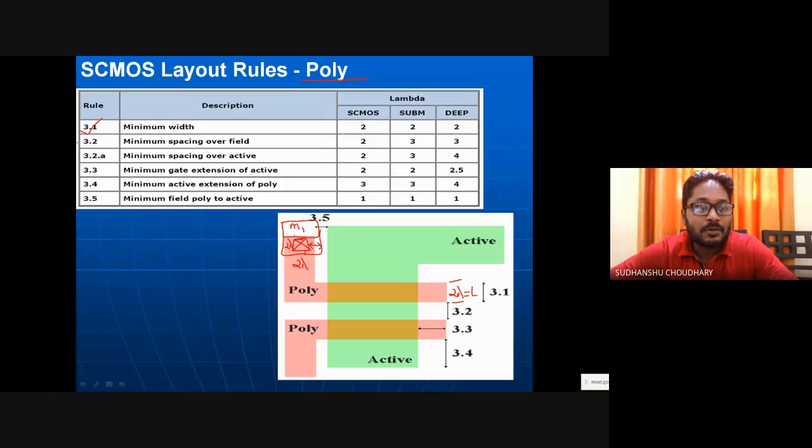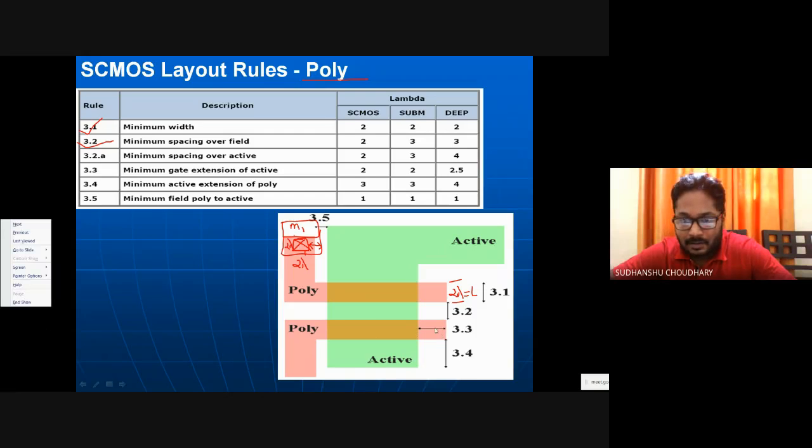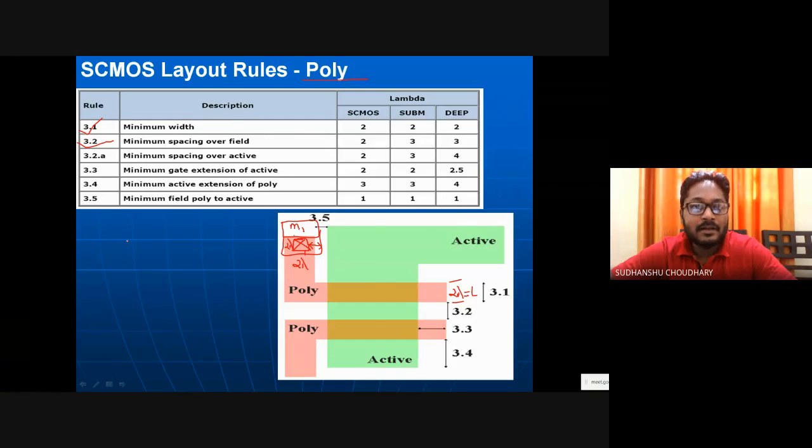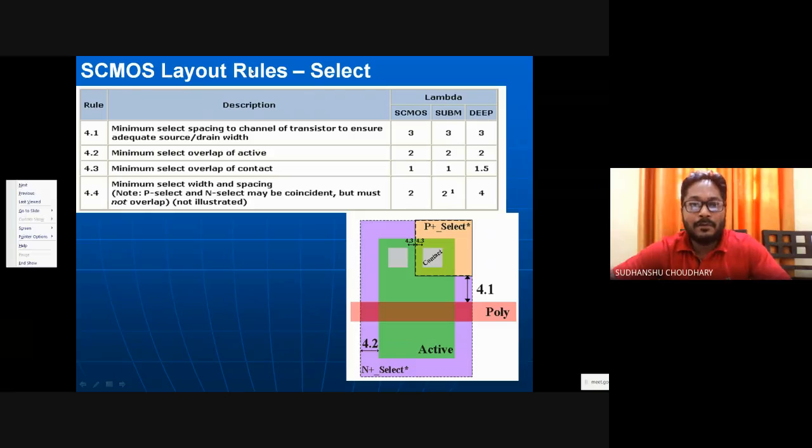Then we have another rule, which is called minimum spacing over a field, and minimum spacing over an active. So many rules are there. For example, this rule: how much spacing should there be at least between the edges of this polysilicon and the active? That should be somewhere around 2 lambda. It cannot be less than 2 lambda. Similarly, there are some more rules for defining your P plus or N plus select region.